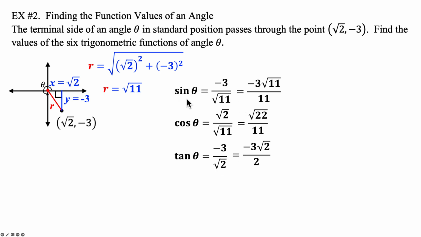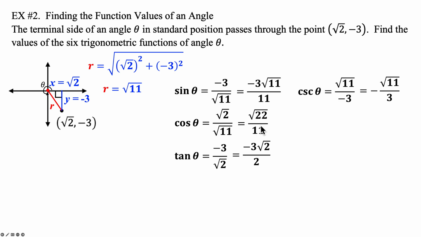Now, let's work our reciprocals. So cosecant, take this fraction and flip it. That would give me the square root of 11 over negative 3, and you can leave the negative on the bottom or you can put it out in front here. Either way is fine by me.